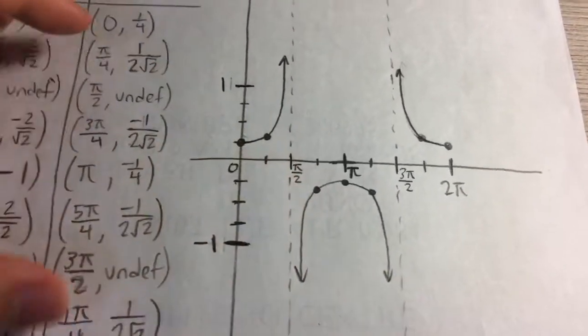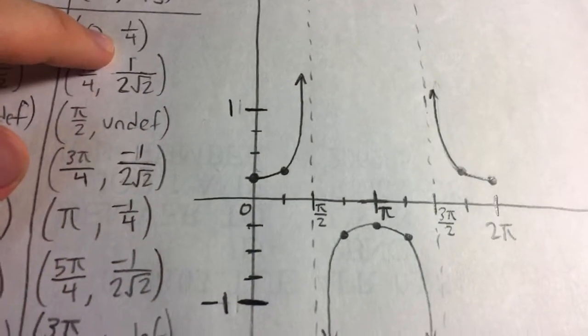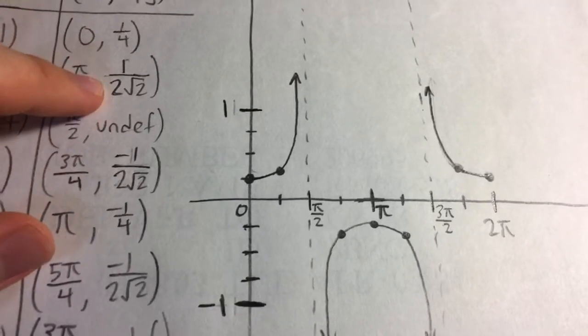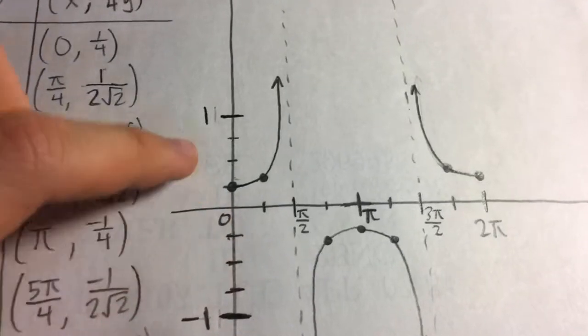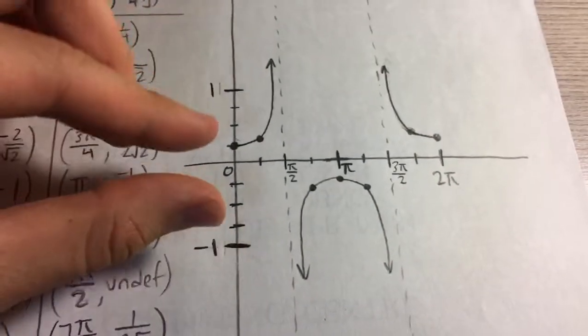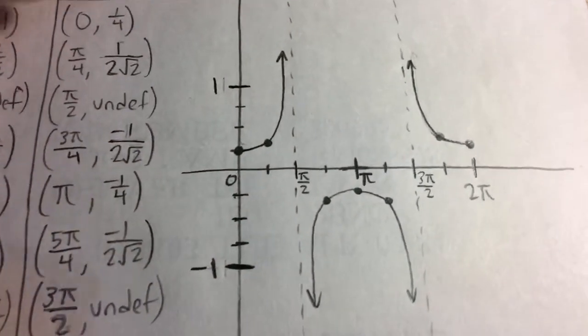It starts at 0, and you notice this y-coordinate is 0.25, and this one, if you put it in your calculator, is 0.356, I think, or something like that. It's very little. It's less than 1, because remember, this new function is being vertically compressed.